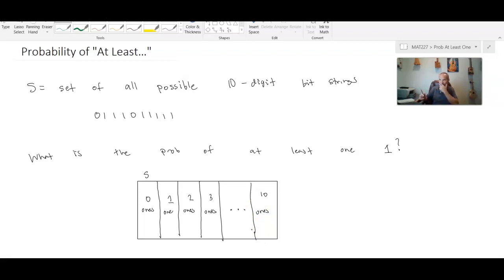Now, if I want to know the probability of at least 1, well, that's going to be everything in here and here, and everything up to ten 1s altogether. So I could have one 1, two 1s, three 1s, all the way up to ten 1s, and I would satisfy the condition of at least 1. At least 1 means 1 or more.